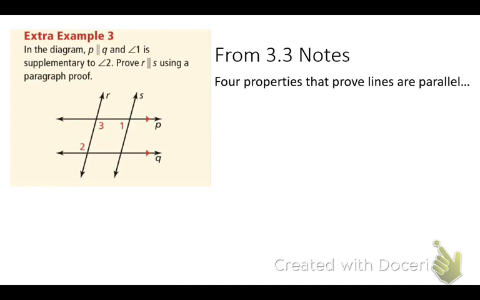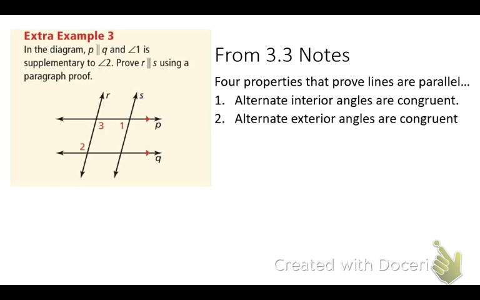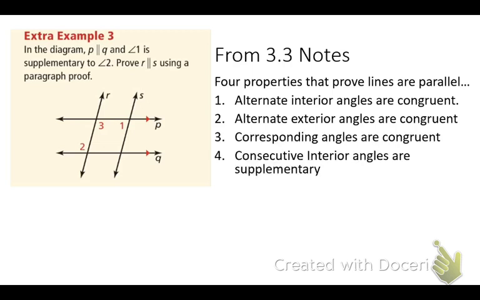Alternate interior angles must be congruent, which means alternate exterior angles also must be congruent. Corresponding angles must be congruent. And consecutive interior angles are supplementary. So we needed to prove one of these relationships between lines R and S. Well, what two angles are on lines R and S?